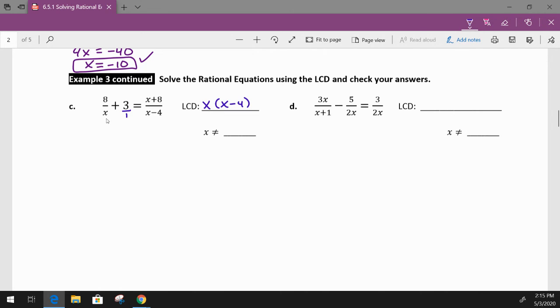And from those two denominators, you can state your undefined values. Looking at the 8 over x, x cannot be 0, or else this fraction would be undefined. This fraction, you have x minus 4, so x cannot equal 4. So that's your other undefined value. Just keep those in mind when you get done solving here.